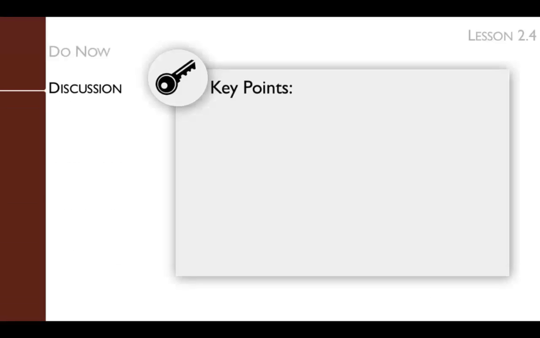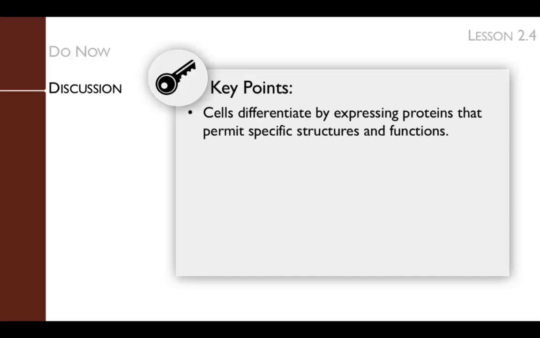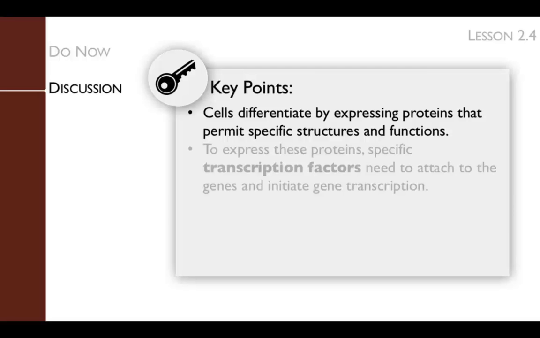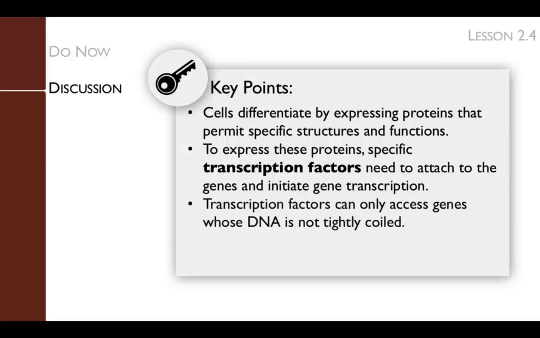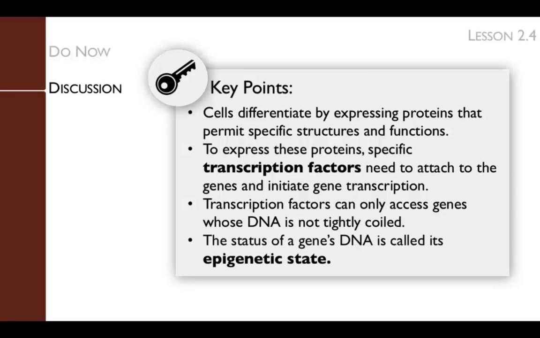The key points of the discussion are: cells differentiate by expressing the genes for proteins that permit specific structures and functions. To express these proteins, specific transcription factors need to attach to the genes and initiate gene transcription. Transcription factors can only access genes whose DNA is not tightly coiled. The status of a gene's DNA is called its epigenetic state.